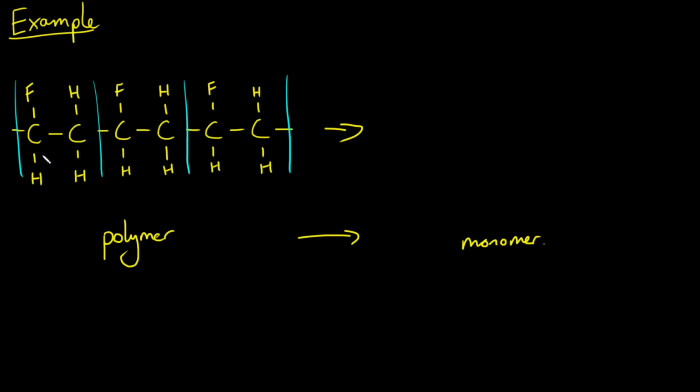And all I need to do is, I suppose, just work backwards and draw out what the monomer would look like. We've got 2 carbons, as I've got here. Let me draw that bond a little bit better. There's a fluorine on the first carbon, and the rest of them are just H's.